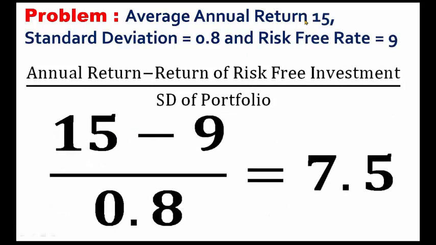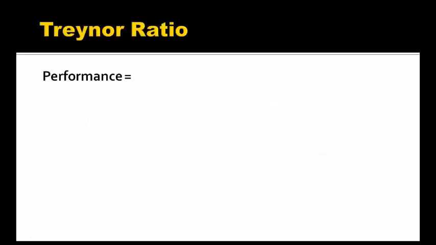Okay, annual return 15 minus risk-free rate 9 divided by standard deviation of portfolio 0.8. What is the result? 7.5. It is the result of the mutual fund as per the Sharpe ratio.